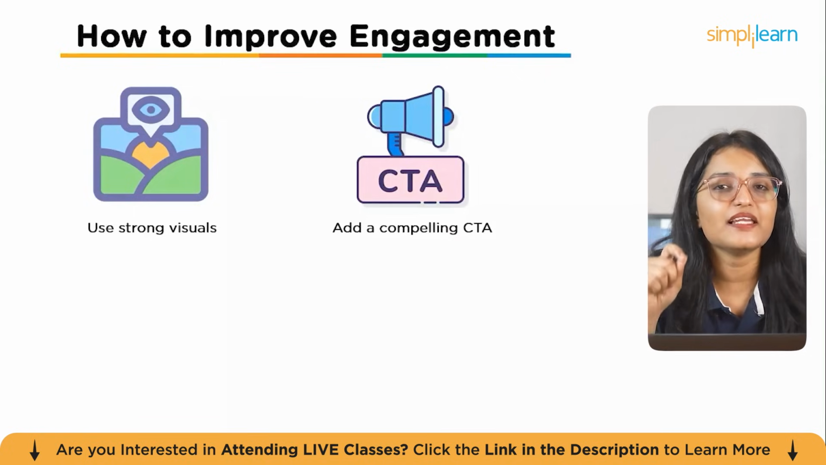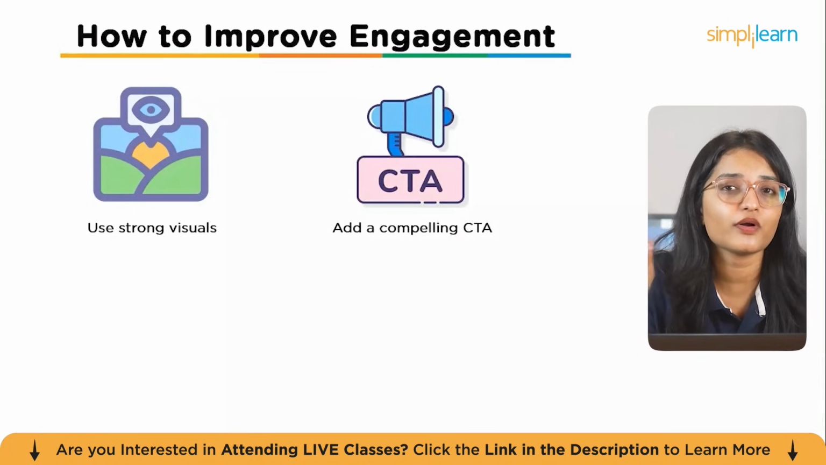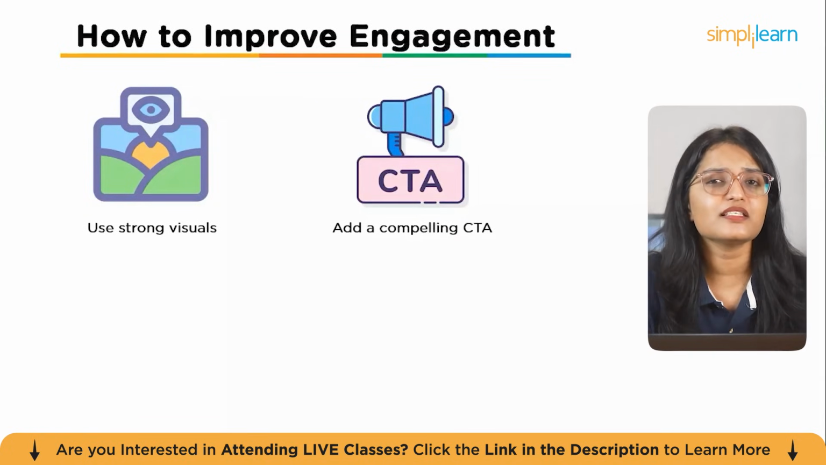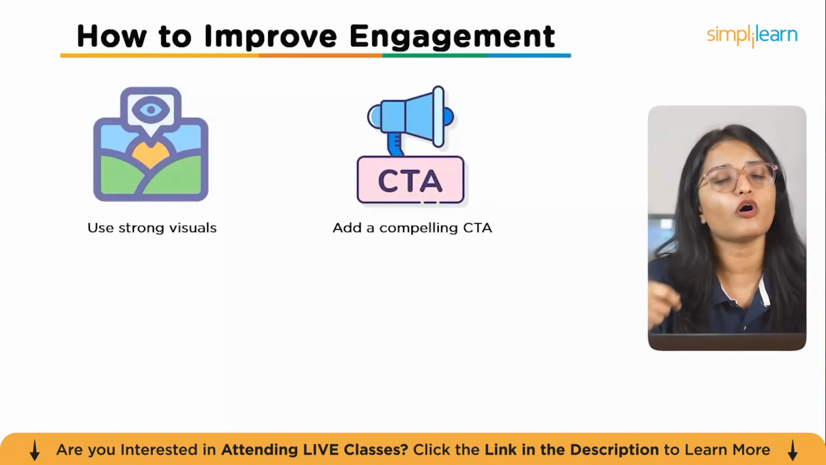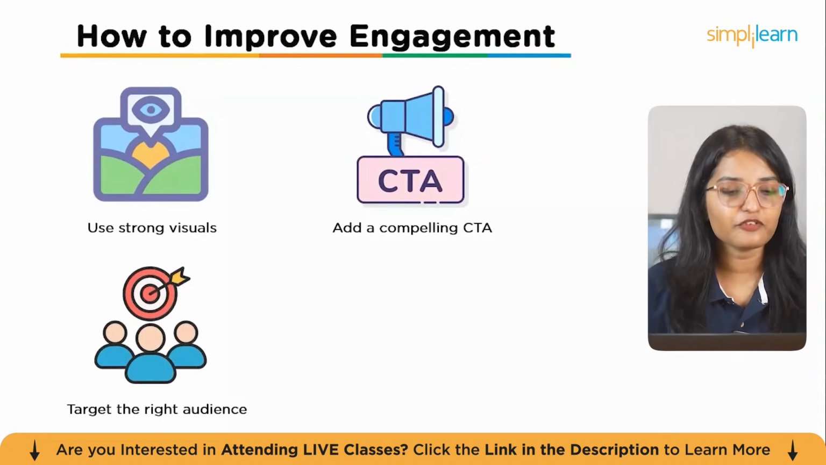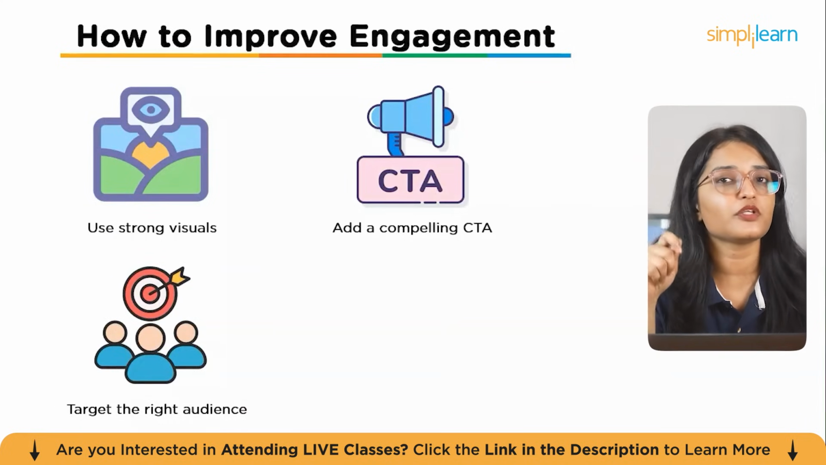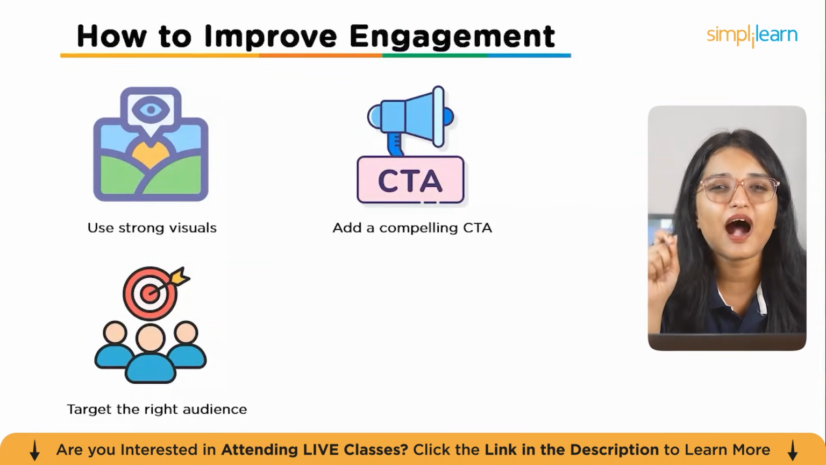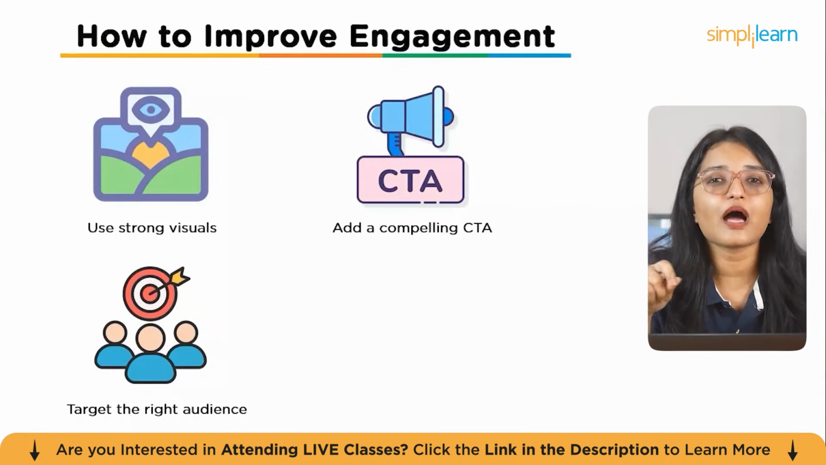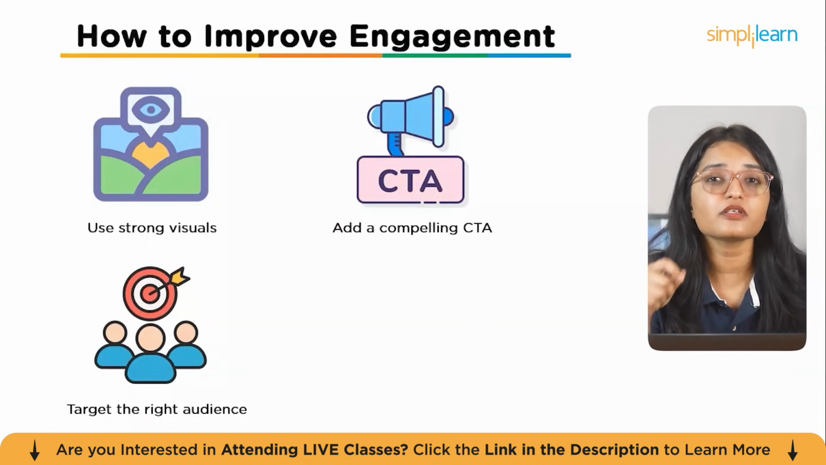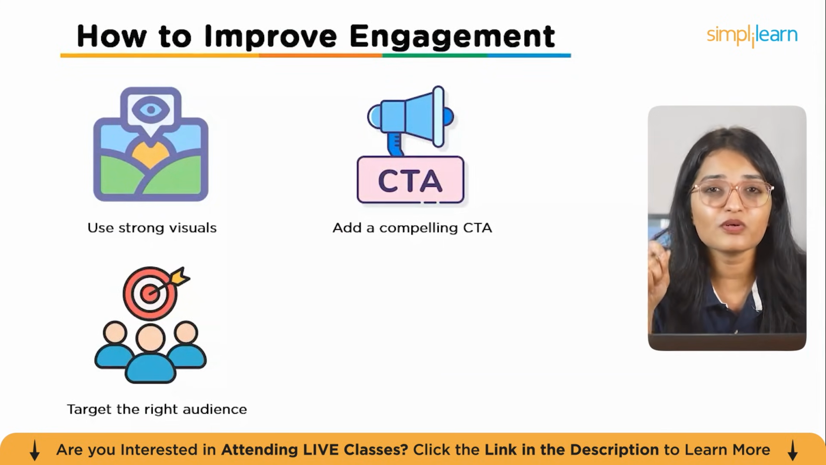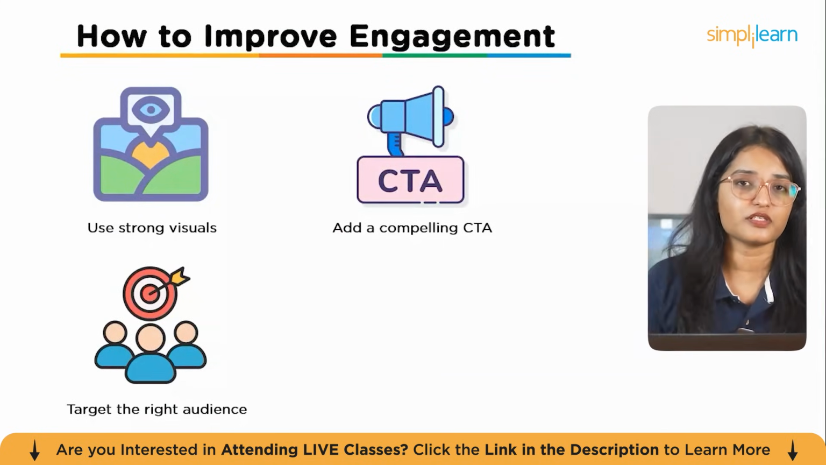Second, add a compelling CTA. Always tell your audience what to do next, whether it's click the link in bio or follow your page. After that, we've got target the right audience. The more specific you get with your audience, the better your ad will perform. Use Instagram's advanced targeting options to reach the people you are most likely to engage with your content.